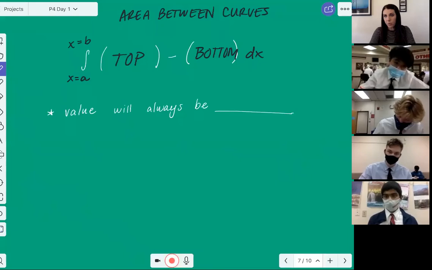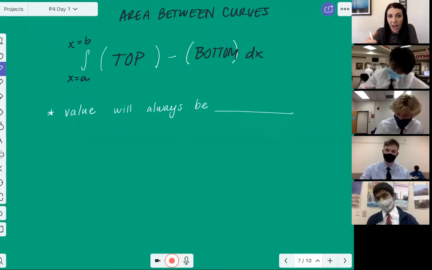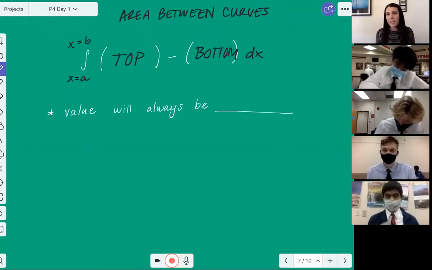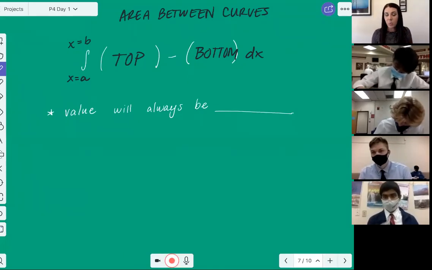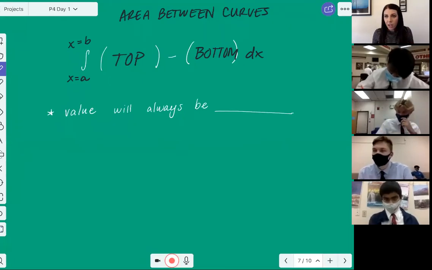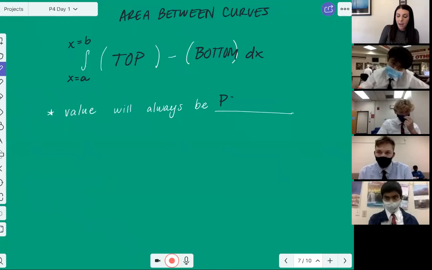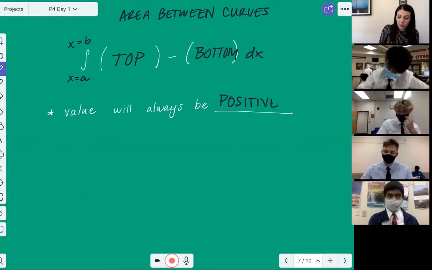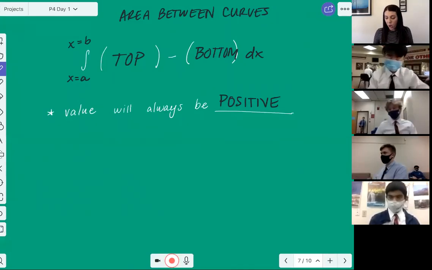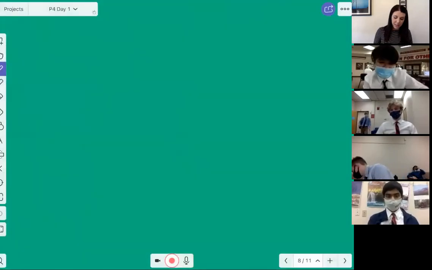We are going to talk about it with respect to y, meaning we're going to have y bounds and we're going to have an equation in terms of y. So instead of being a function like this, it might be a sideways function. Then things are going to get a little different. But with respect to x, we're always going to do top minus bottom, always. And our value is always going to end up being a positive value. So we're always going to do top minus bottom for area between curves, and our value will always be positive.